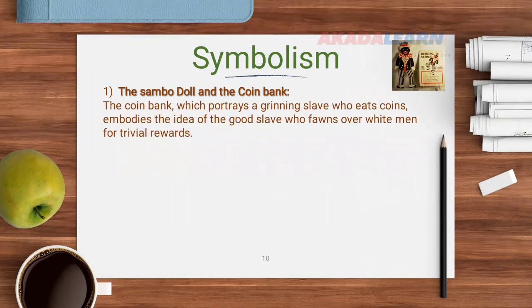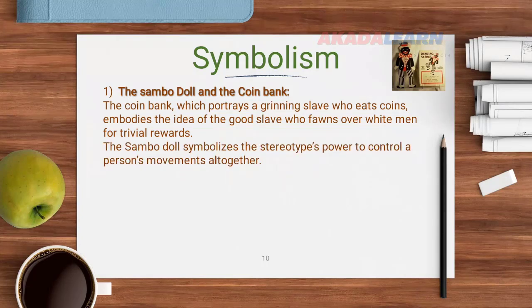The coin bank, which portrays a grinning slave who eats coins, embodies the idea of the good slave who fawns over white men for trivial rewards. A good slave who will continue working for the white people for meager salaries. We also see the Sambo doll symbolizing the stereotypical power to control a person's movement altogether. The Sambo doll, you can only control the doll. The doll will never walk on its own. So it symbolizes the power to control people's movements, restricting their freedom.